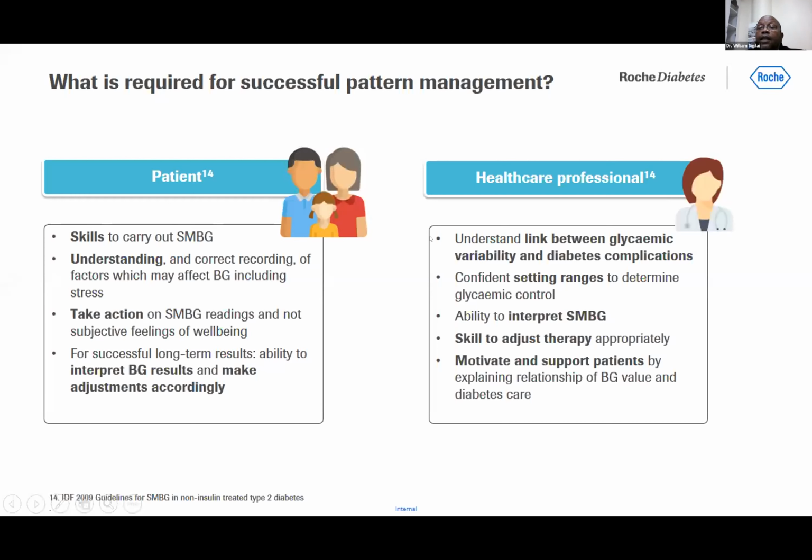And for the healthcare professionals, what is required is the understanding of the link between glycemic control, glycemic variability, and diabetes complications, and confidence setting ranges to determine glycemic control, to be able to guide the patient in setting the ranges that are meaningful to that patient, an ability to interpret the results that will be provided, and skill to adjust the treatment and motivate and support the patients by explaining the relationship between blood glucose value and the diabetes care.